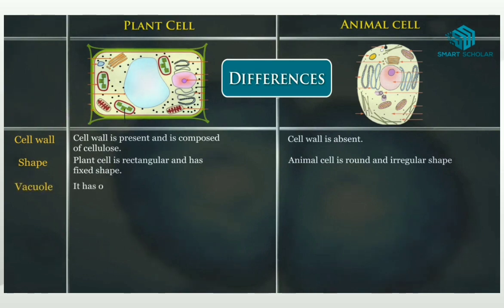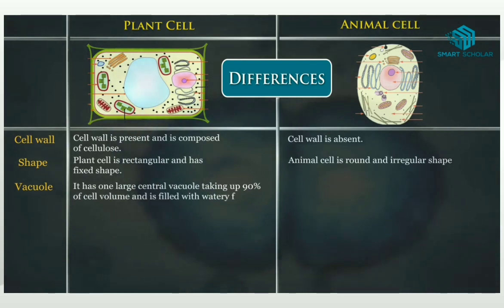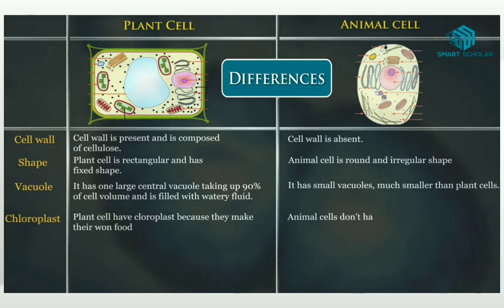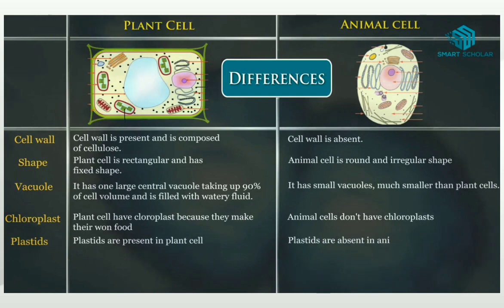Vacuole. Plant cells have one large central vacuole taking up 90% of cell volume and filled with watery fluid, whereas animals have small vacuoles, much smaller than in plant cells. Chloroplast. Plant cells have chloroplasts because they make their own food, whereas animal cells don't have chloroplasts. Plastids. Plastids are present in plant cells, whereas plastids are absent in animal cells.